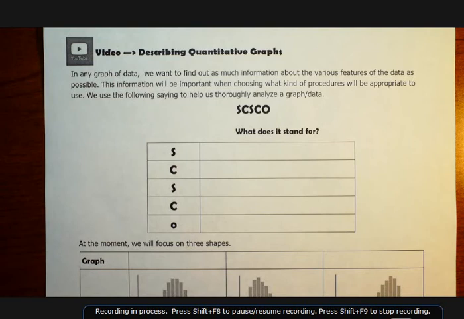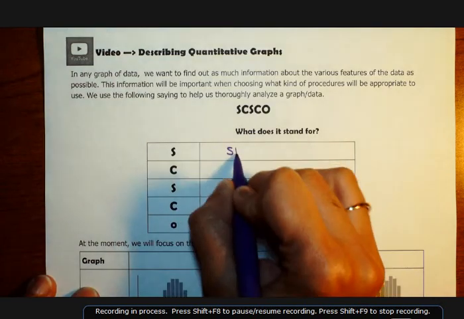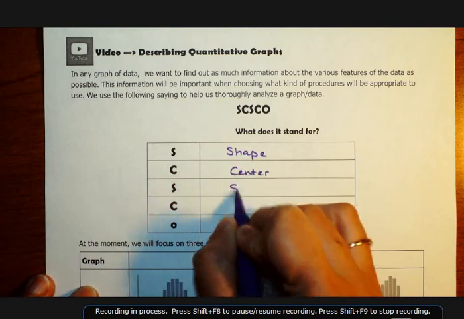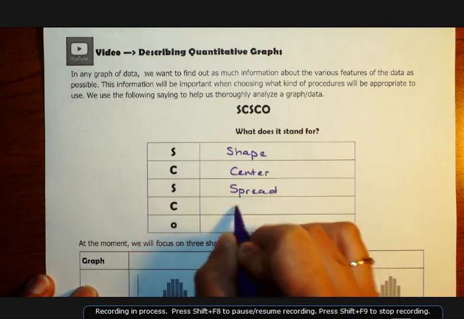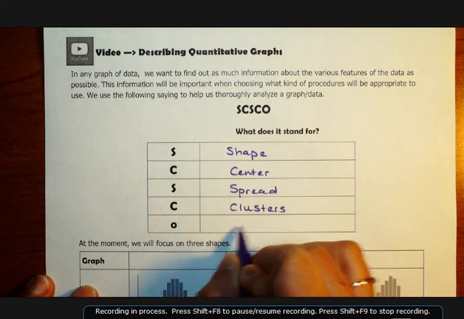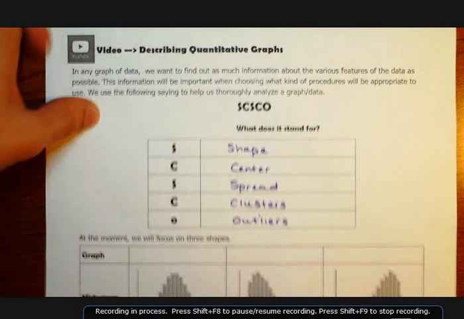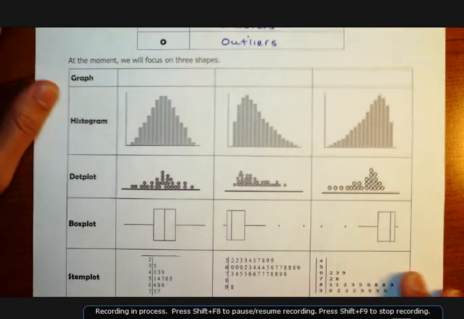The first S stands for shape, or the overall pattern. Then we have center, the spread, clusters, and outliers. As you can see below, we have several different graphs. All of these graphs in each column share the same shape.